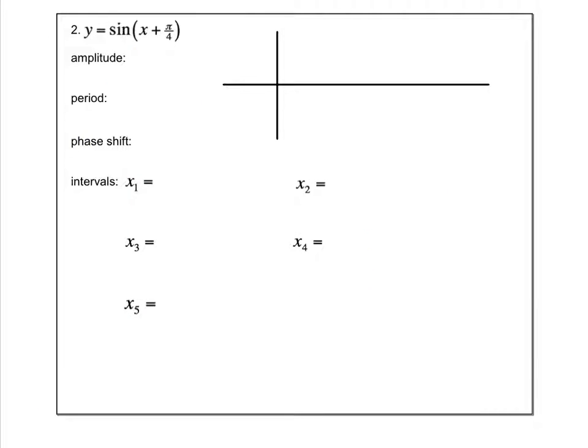Number 2, what's the amplitude? 1. How am I going to find the period? 2 pi over b, which is 1, so it's 2 pi. And then the new part today, phase shift, is going to be negative c over b: negative pi over 4 over 1, which is negative pi over 4.